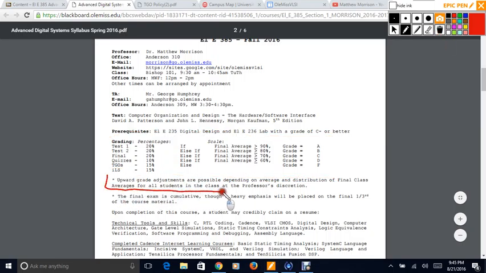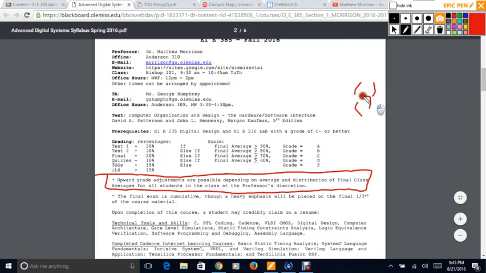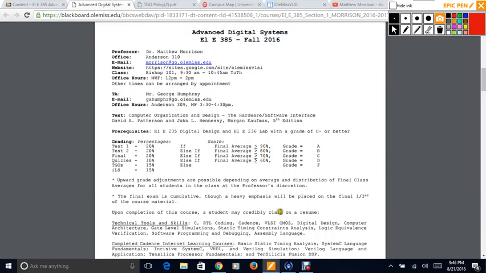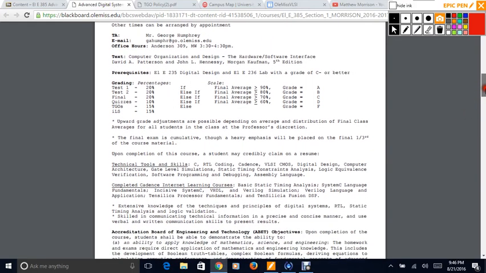Upward grade adjustments are possible depending on the average and final class distribution averages for all students in the class at the professor's discretion. What this means is that if I, for some reason, decide that I want to round your grade up, I can. So let's say you have an 88.1. And for some reason, I can decide to do an upward grade adjustment. By putting in upward grade adjustments and not saying downward grade adjustments, I have guaranteed in the syllabus that in the event that you have above one of these scores, I cannot decide to lower your grade. And this is the importance of a syllabus. They are actually contracts between the faculty and the students.